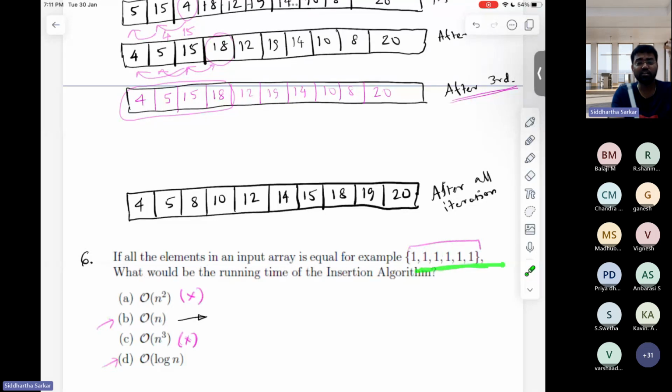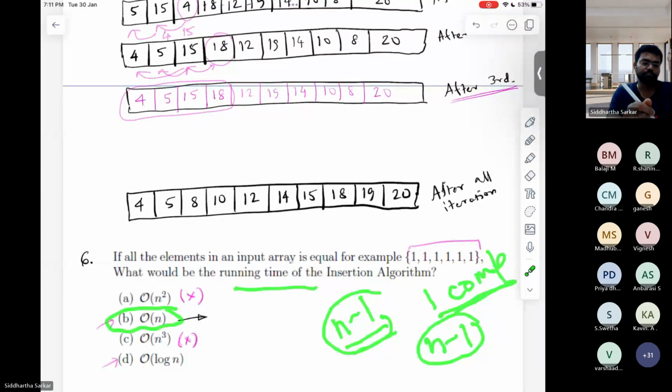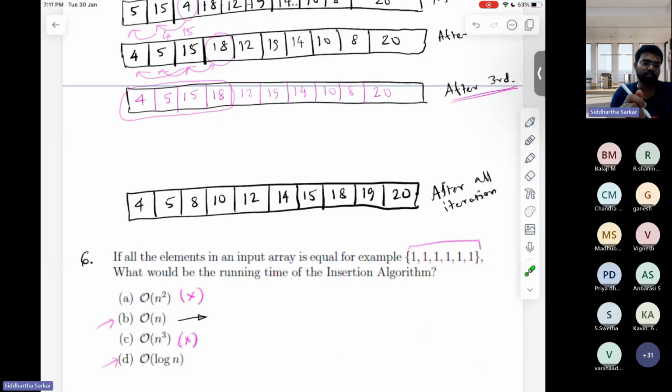So in every iteration, with one comparison only, we are able to conclude that no swap is required. So one comparison per iteration. How many iterations? N minus 1 iterations. So number of comparisons, N minus 1. So what is the complexity or running time? N minus 1 only, which is order n. That is the reason this is the answer.